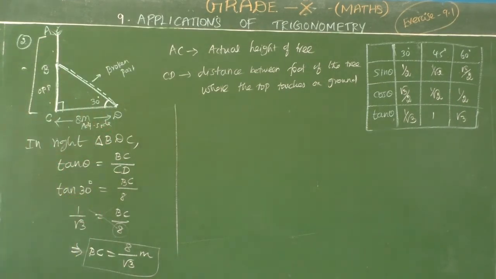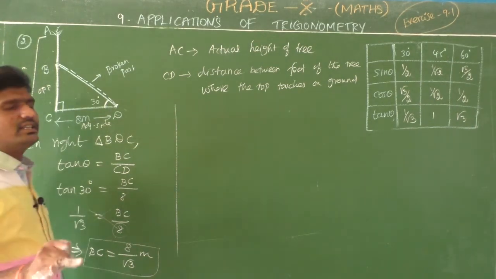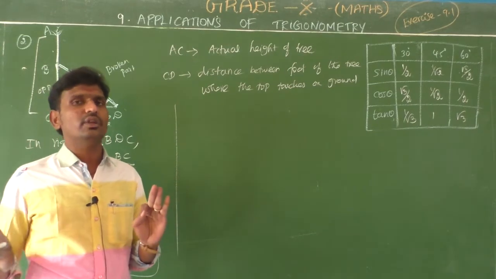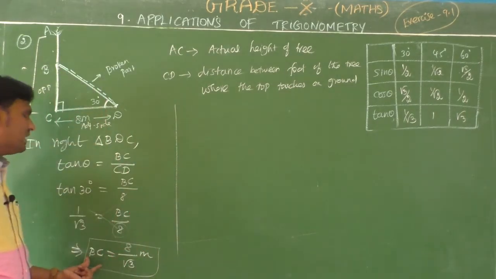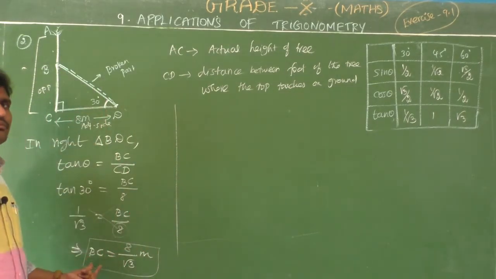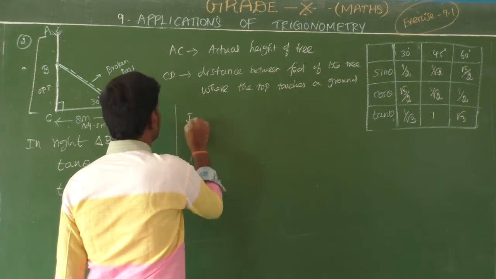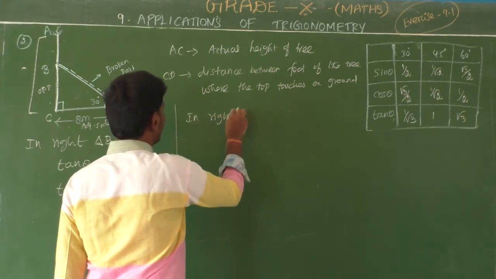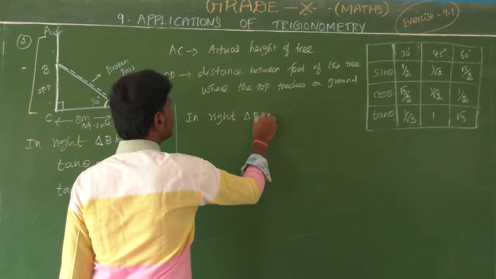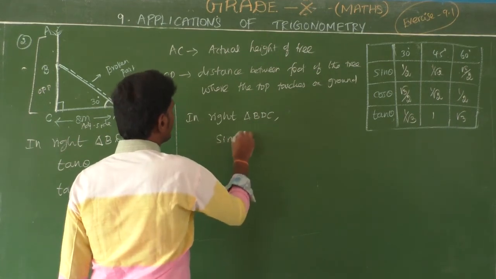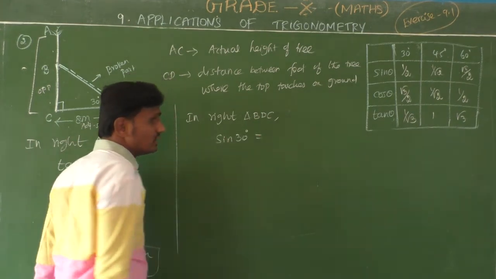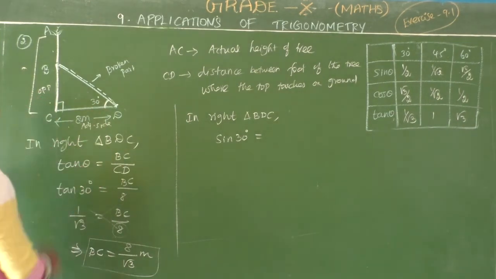So for that, if you want to take sin theta or cos theta, that is your wish, whichever you take. Why? Because you have already found the value of BC. So no problem in it. In the same right triangle BDC, now I am going to take sin 30, which is equal to the opposite side divided by the hypotenuse.